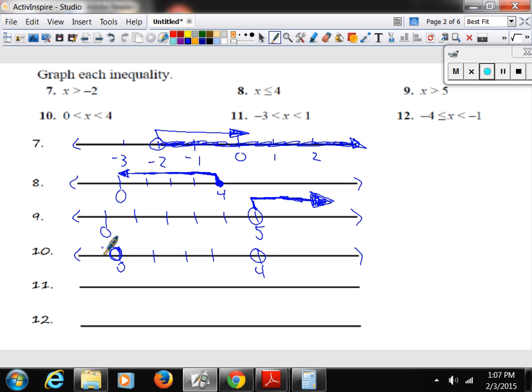That's correct. And shade in between, because it's greater than 0, which means it's to the right of 0, but it's less than 4, to the left of 4. So if you're going to the right of 0 and to the left of 4, they will meet in this middle part. So you don't actually even need arrows. You just draw straight across and you shade that in.